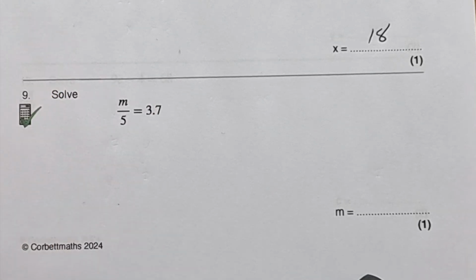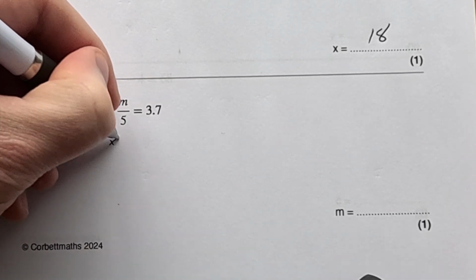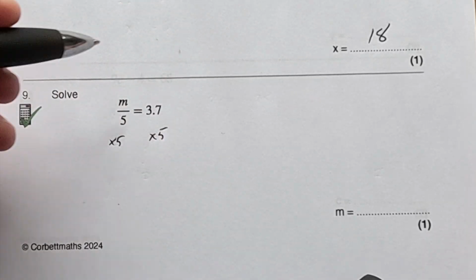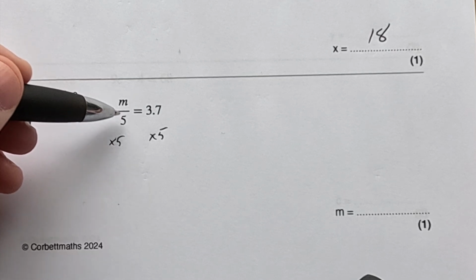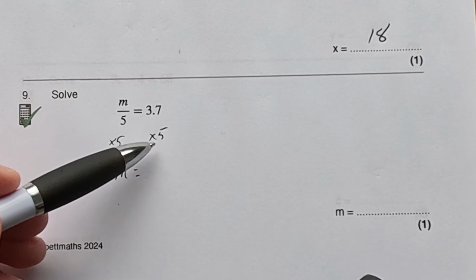So we want the m on its own. We want to find out what m is. So we want to get rid of this divide by 5. So we're going to do the inverse operation, which is multiply by 5 and multiply by 5. On the left hand side, we're multiplying by 5 to get rid of the divide by 5. So we'd just be left with m. And on the right hand side, we've got 3.7 multiplied by 5.